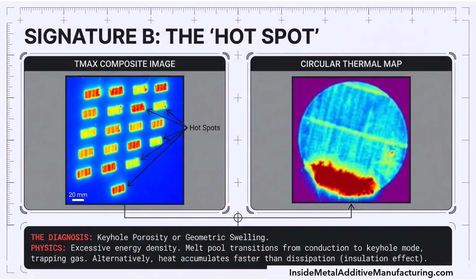Hotspots indicate that the melt pool has become unstable due to excessive energy density. This often leads to keyhole porosity, where metal vapor recoil pressure creates a deep cavity that traps gas. In the OT image, this manifests as a spike in intensity that can lead to geometric swelling, potentially causing the part to protrude above the powder bed.